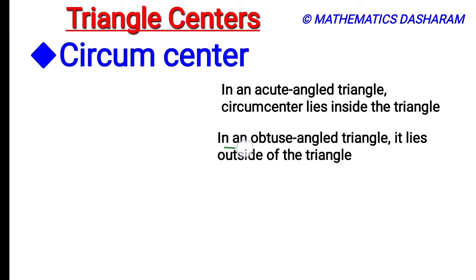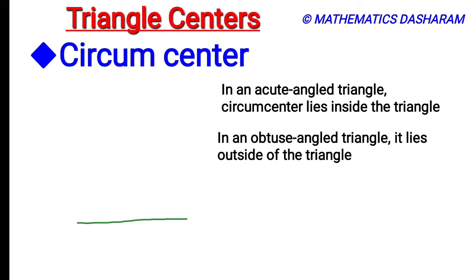Second property, in an obtuse angle triangle, it lies outside of the triangle. Obtuse angle triangle means in a triangle one angle is above 90 degrees, it is called an obtuse angle triangle. For example, let's draw one base. This is acute angle, this is exactly 90 degrees, this is obtuse angle.